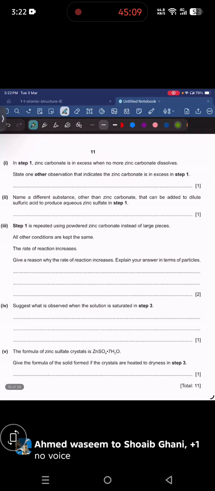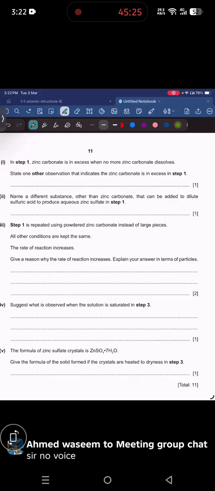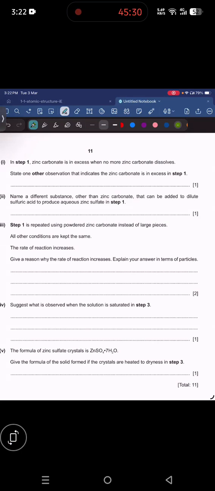Now, in step number one, zinc carbonate is in excess. When no more zinc carbonate dissolves, state one other observation that indicates that the zinc carbonate is in excess in step number one. So for the observation here, it is fizzing, bubbling or effervescence. For the carbon dioxide you have to write down these three observations. So I'm going to write down here: bubbling.